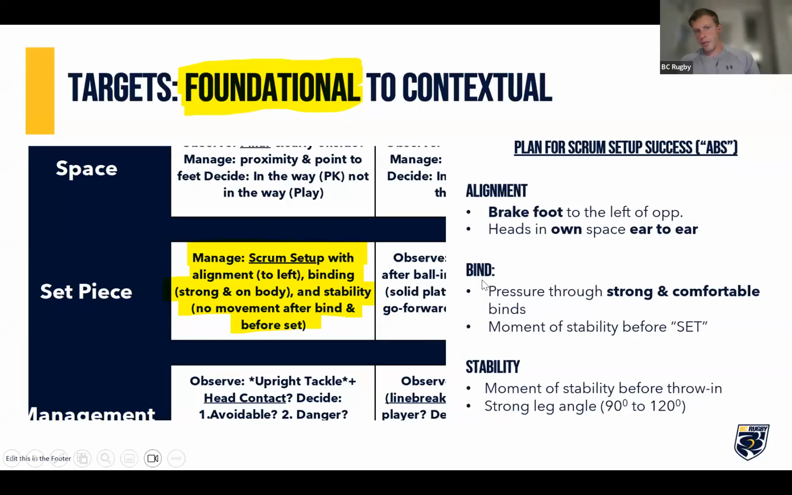As we move to the second phase, bind, we want to make sure that on the bind, we have players that maintain that strong, comfortable position. Effectively, we just want to make sure that there's a moment of stability before set. So if we check in on each of these clips, let's just make sure that we've ticked that box. Because again, when we're looking at footage, as match officials, we've got to make sure we've taken care of our responsibility before we start looking at individual players.